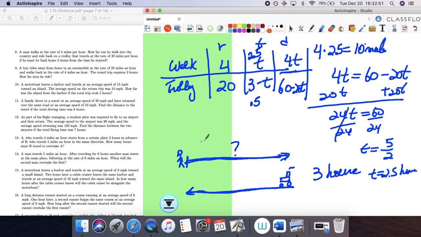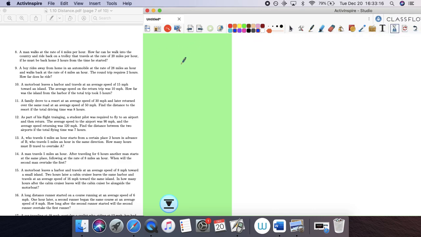So that means that he walked 10 miles, right here. I'm going to write 10 miles. And he stops and then takes the trolley back home, and that takes exactly 3 hours. So if he walks more than 10 miles, say I decide to walk for 12 miles or something, and takes the trolley home, he's not going to make it in 3 hours. So 10 miles is how far he can walk.